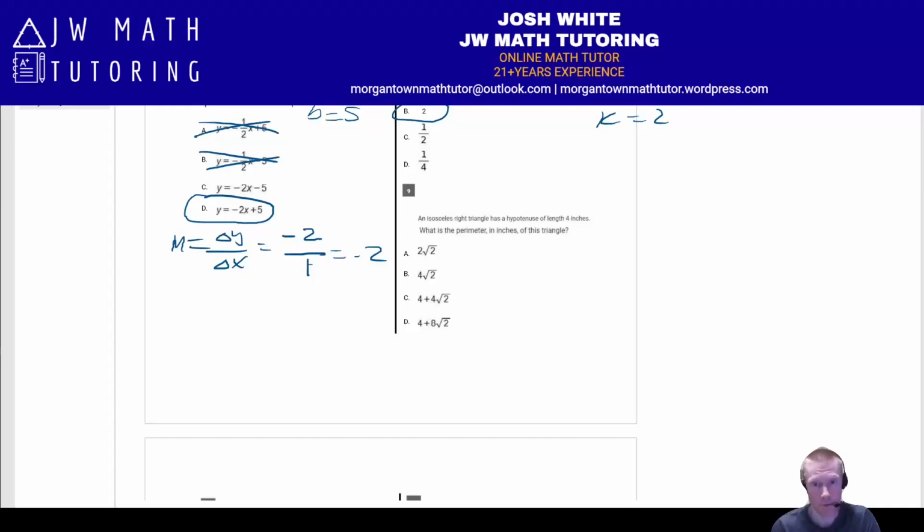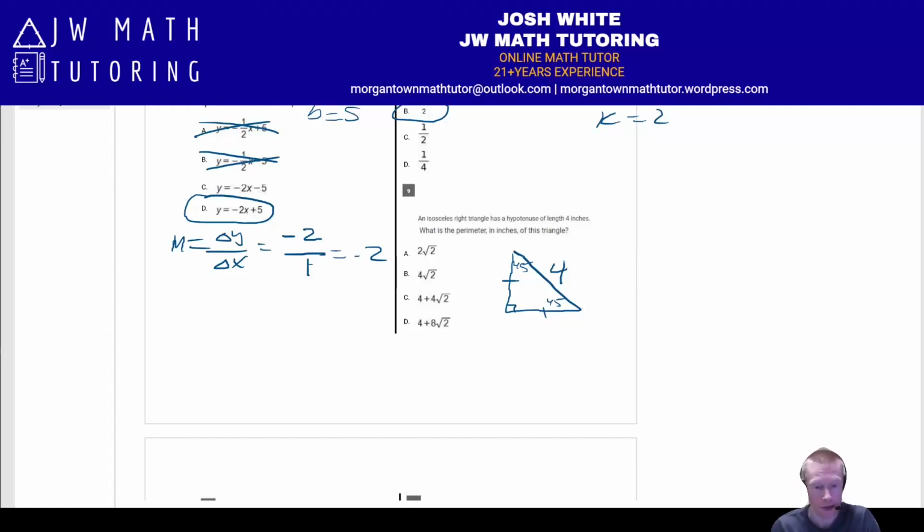Now below that, for number 9, we have an isosceles right triangle. That technically means we have a 45, 45, 90 right triangle, because both our legs are congruent. We know the hypotenuse is 4. What is the perimeter in inches? So we need to find the length of these legs, and it's going to be the same value. So there's two ways you could do this.